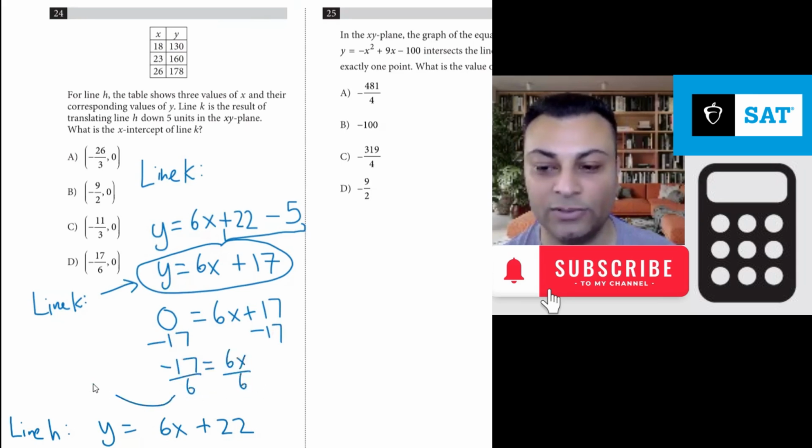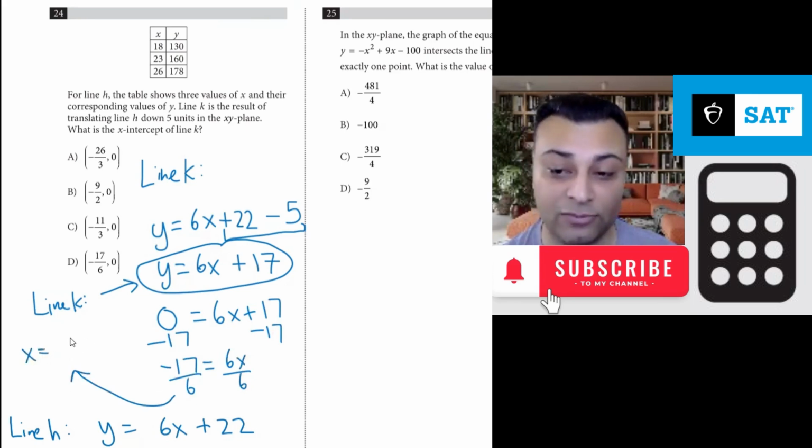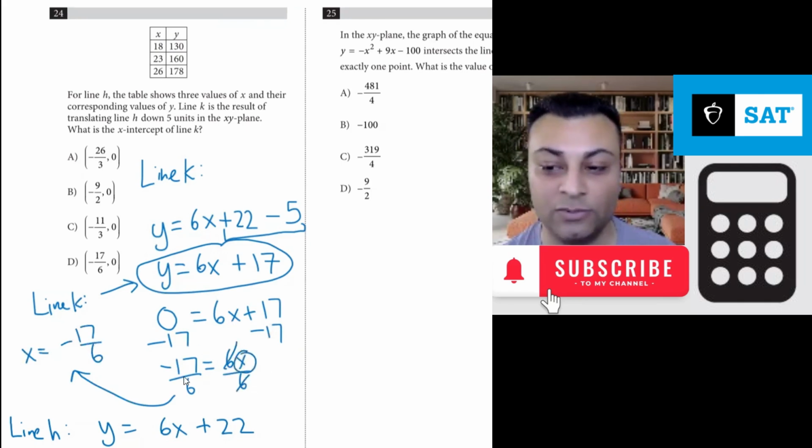And let's write the result over here. X would be, actually you can see the answer already. It's negative 17 over 6 because these will cancel, these 6 and 6. 6 divided by 6 is 1. You have x equals negative 17 over 6, negative 17 sixths. So the answer is D.